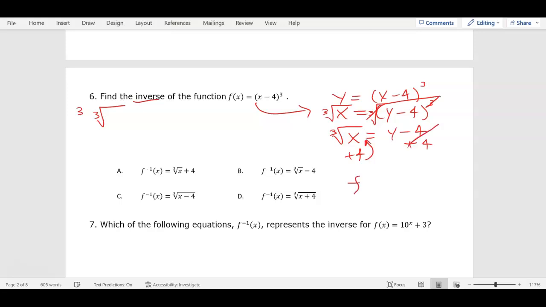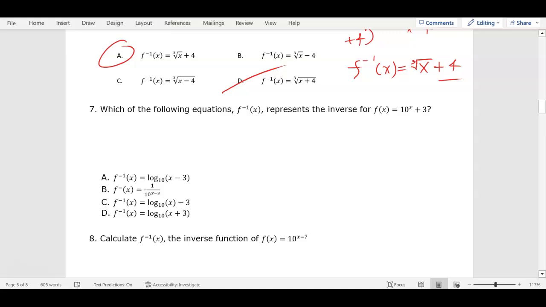Let's write it as an inverse. I got cube root of just x, and then a plus 4 after it. I want you to notice that D is not the right answer. The plus 4 is after, so it can't be D, it's going to be letter A. Very important: you can't just add and put it under a square root. It has to have already been there before you square root or cube root.